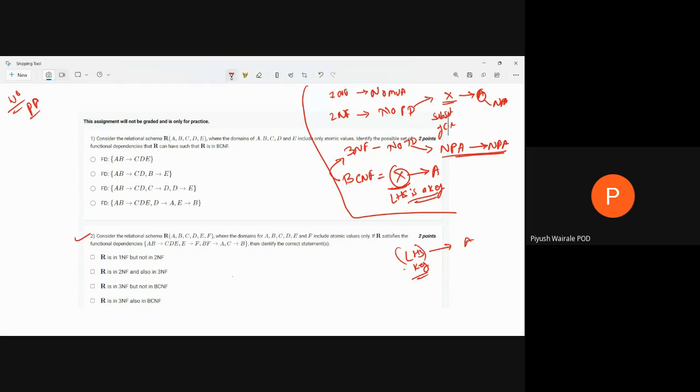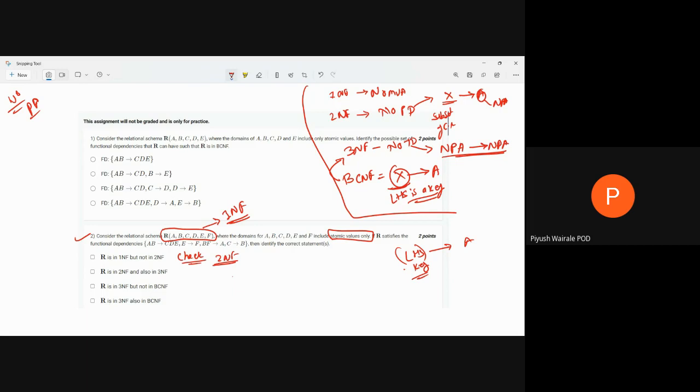So we have relation R. Attributes are visible, right? The domain has atomic values only, so it is in 1NF, right? If R satisfies these functional dependencies, identify the correct statement. Now this relation R is in 1NF. Now check whether it is in 2NF or not.